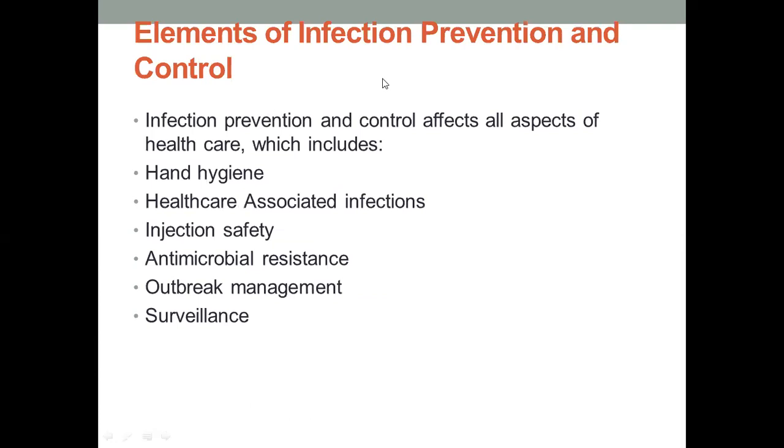Elements of infection prevention and control. These aspects include, first and foremost, hand hygiene, healthcare associated infections, injection safety, antimicrobial resistance, outbreak management, and surveillance. Each of these we will go through briefly. For each of these topics, we have a separate chapter in our infection prevention and control, ICM course.